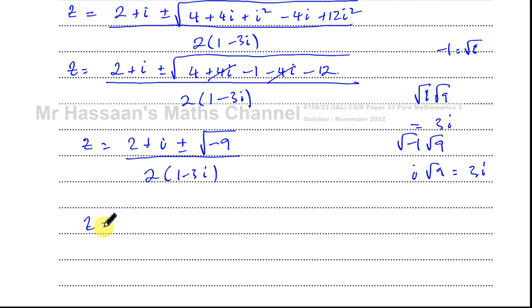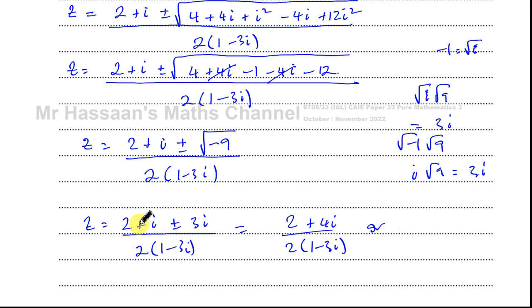So you have now z equals 2 plus i plus or minus 3i, all over 2 times 1 minus 3i. So now let's simplify that a bit further. We have two different answers. This can either be 2 plus 4i over 2 times 1 minus 3i, or I'm going to have 2, and you have i minus 3i, so 2 minus 2i over 2 times 1 minus 3i.